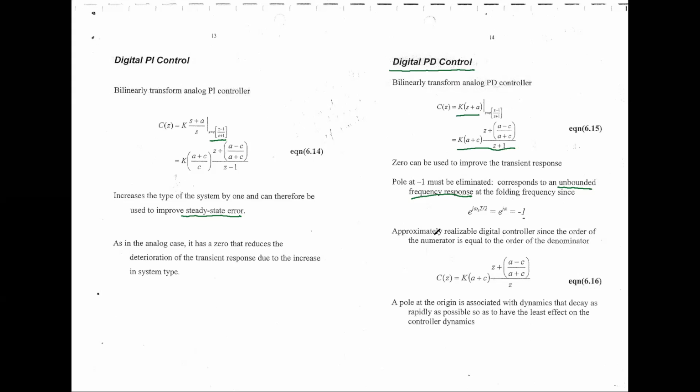So an approximately realizable digital controller, since the order of the numerator is equal to the order of the denominator, is this, which is equation 6.16. We have removed the pole at minus 1 and the pole is shifted to 0 so that the controller is realizable. A pole at the origin is associated with dynamics that decay as rapidly as possible so as to have the least effect on the controller dynamics. So this is the equation for our digital PD control using bilinear transformation.